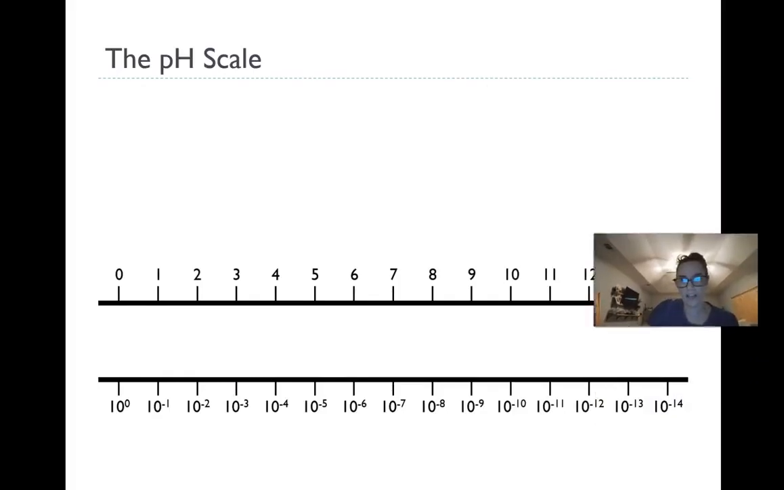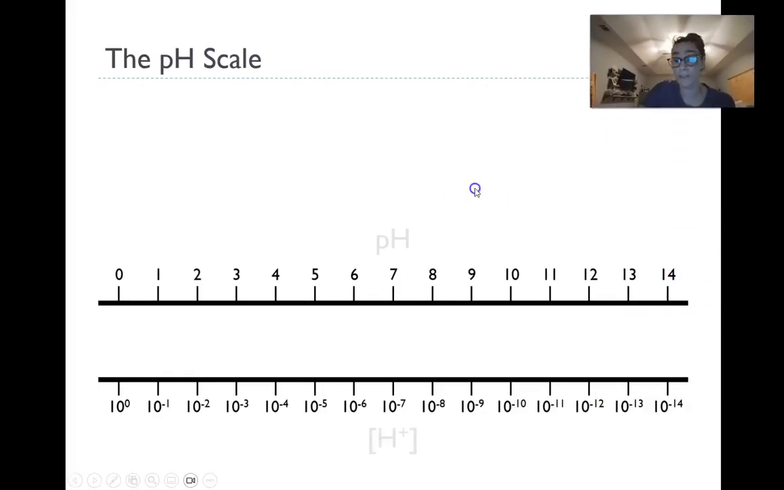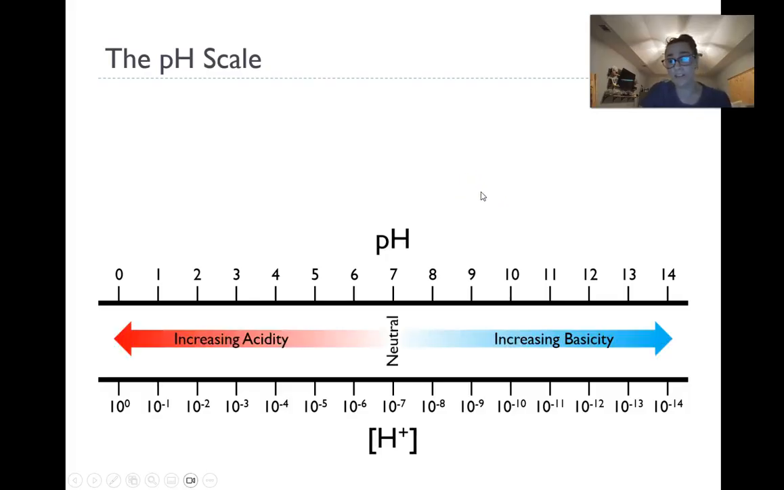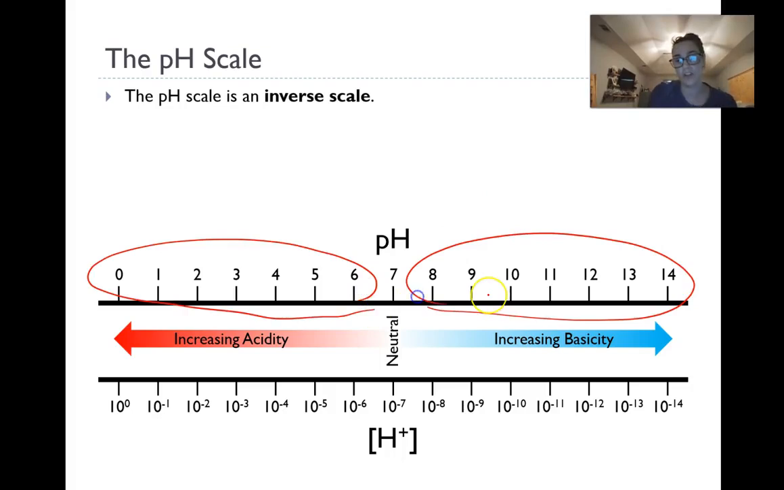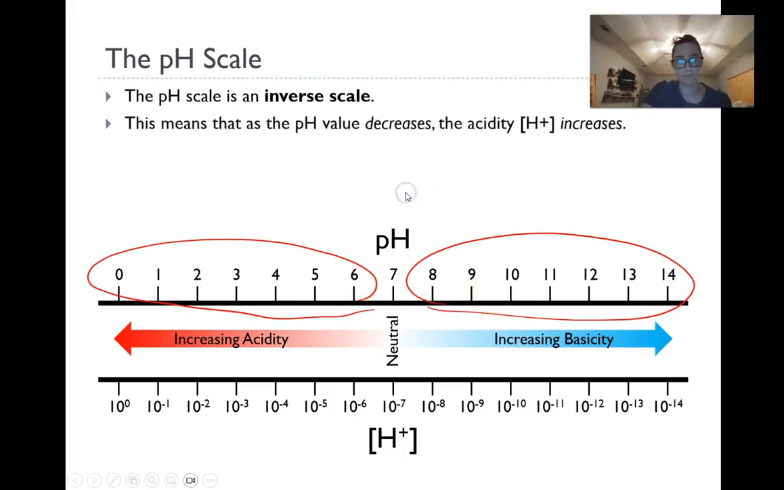So here is our pH scale, again, 0 to 14, even though we really don't deal with things that are less than 1, unless you're pretty advanced in chemistry. We don't want to be dealing with acids that are that corrosive. But okay, the pH scale is an inverse scale. Remember, the lower the pH, the higher the acidity; the greater the pH, the increasing basicity, okay? So this means as the pH value decreases, the hydrogen ion concentration increases. This is more hydrogen ions. This is less hydrogen ions.